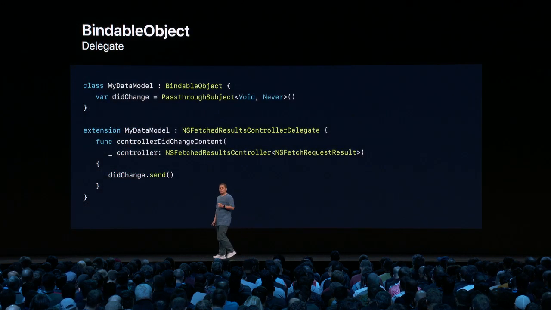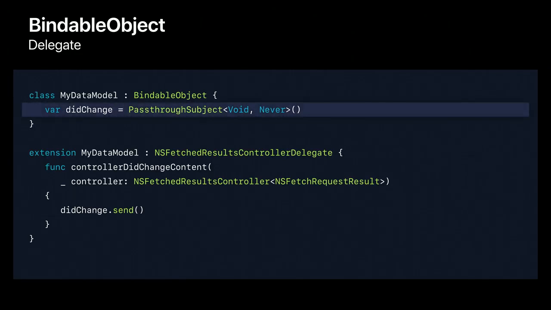However, I do want to point out one more specific publisher, and that's the PassthroughSubject. If you run into a situation with your data model where none of the other publishers from the Combine framework work perfectly for your situation, you can use the PassthroughSubject, like I did in this Core Data example.